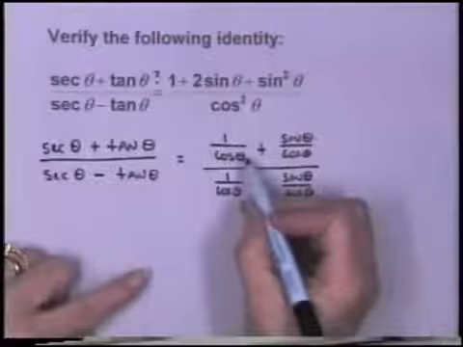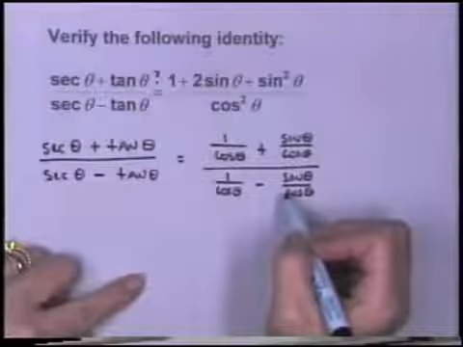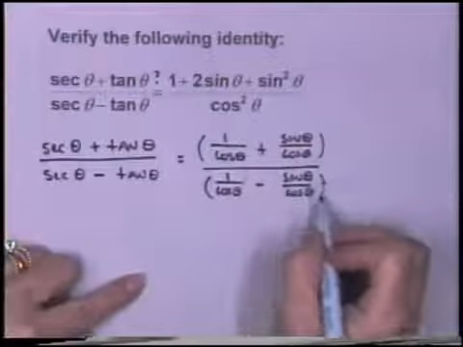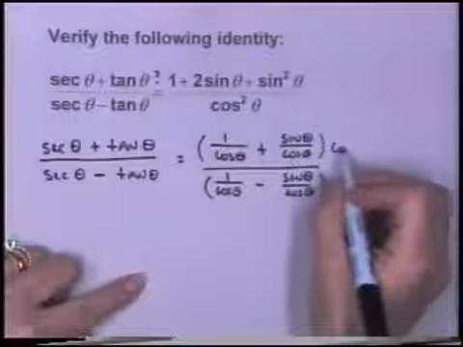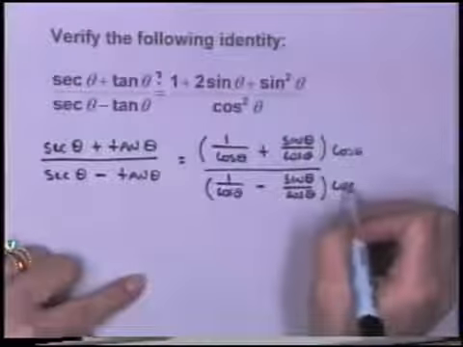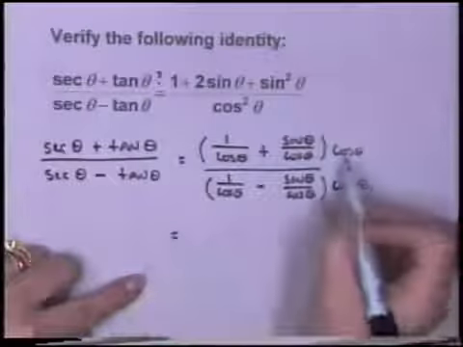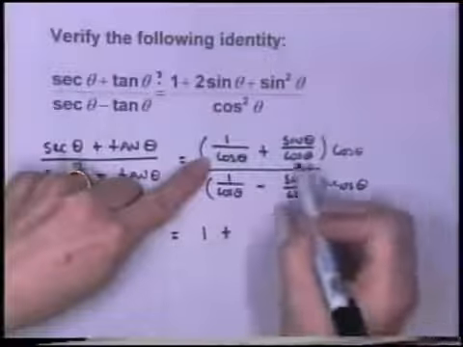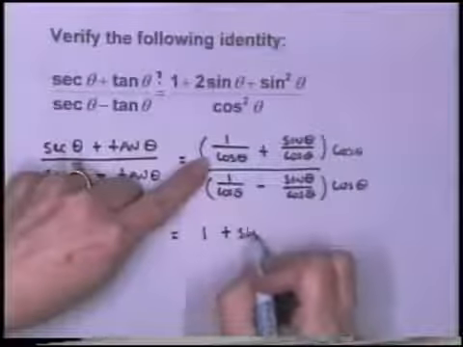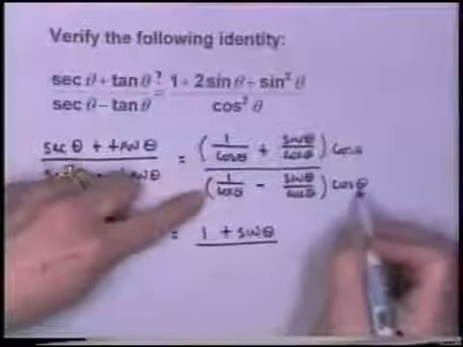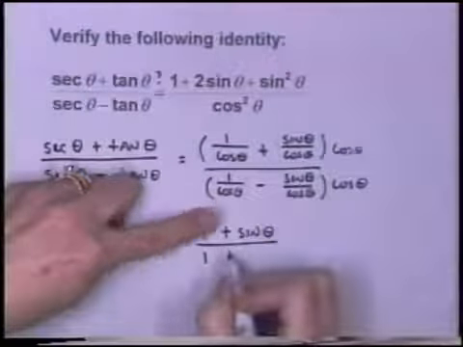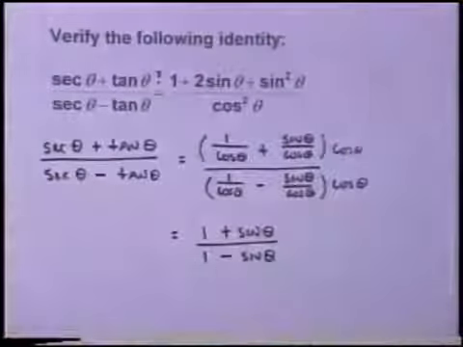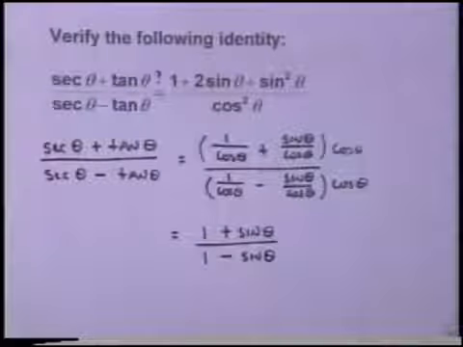Okay? Now again, there's several things you could do at this point. You could combine these since these have the same denominator and then invert and multiply. I'm just going to do that a little bit differently. I'm going to multiply the numerator and denominator of this fraction by cosine theta to simplify this complex fraction. So cosine theta times 1 over cosine theta is a 1, plus, here the cosine thetas would cancel and I would have sine theta. And then down here cosine theta times 1 over cosine theta is 1, minus, again the cosines would cancel and I would have sine theta.